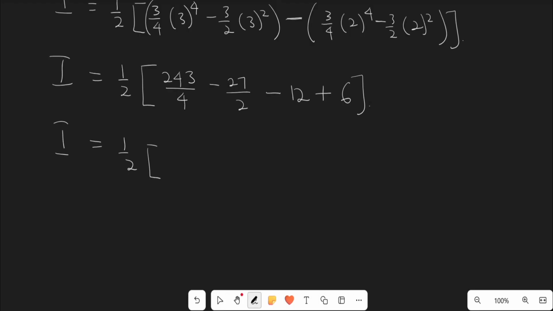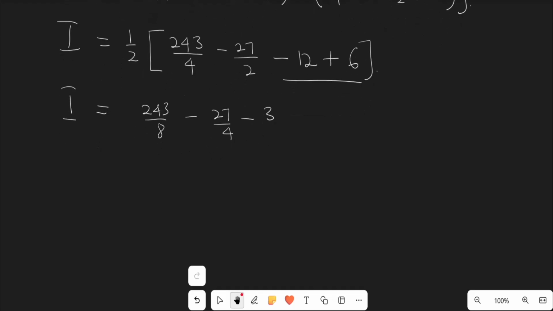So I is going to be 1/2 times, and then 243 over 8. So let's multiply in by the 1/2 now. I think everything you can multiply in by 1/2 is safe now. So that is going to be 243 over 8 minus 27 over 4. These ones will sum to -6, and taking half of that is going to give you -3.